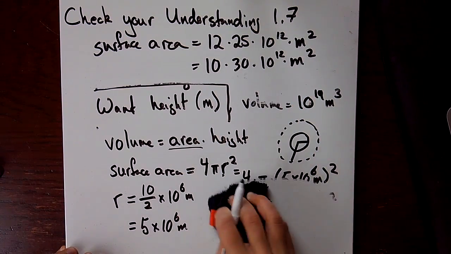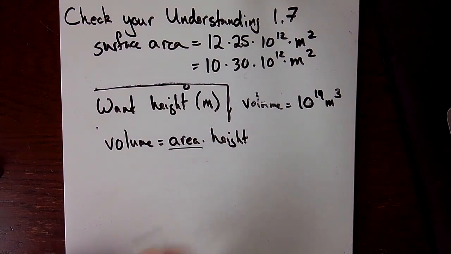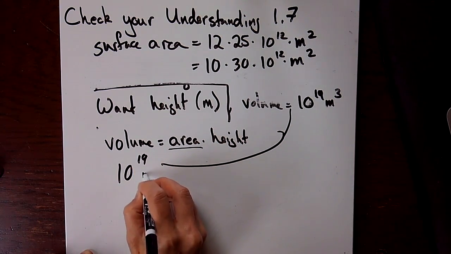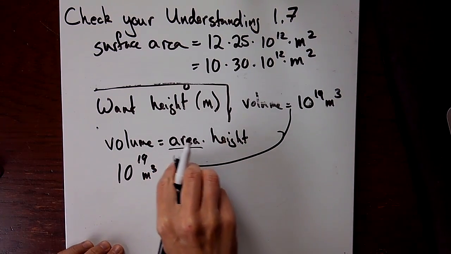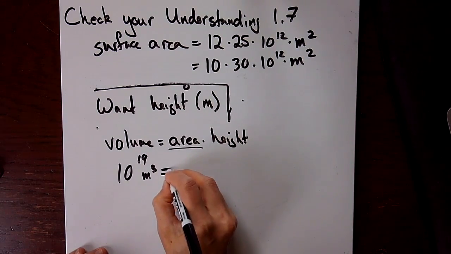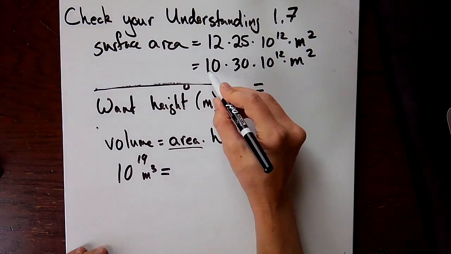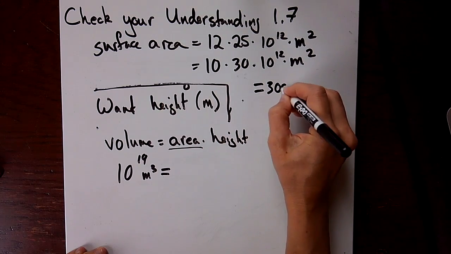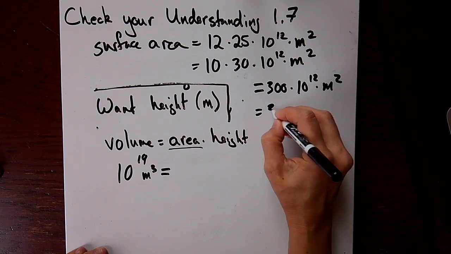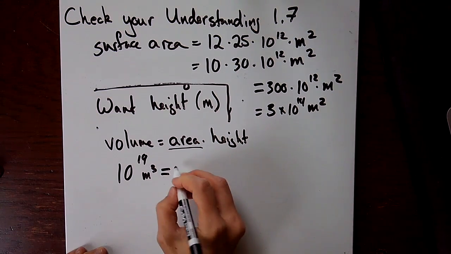All right, so I'm going to erase all of this. I'm going to write my volume in down here, 10 to the 19th meters cubed. Once I've done that, I can erase this. Now I'm going to write my surface area. Let's make it a little more concise here. 10 times 30 is 300 times 10 to the 12th meters squared. That is going to be 3 times 10 to the 14th meters squared. All right, we're going to write that in here.